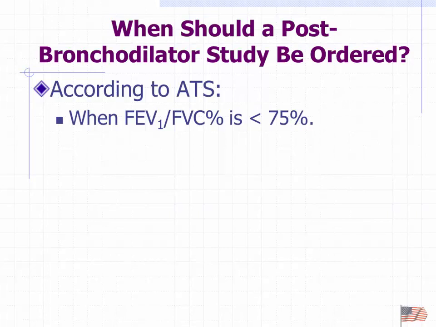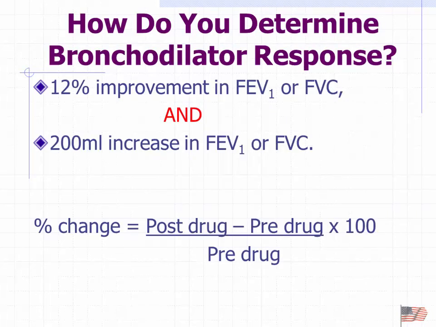If your FEV1/FVC ratio is less than 75%, that's a recommendation to do a post bronchodilator study. So we'll do the measurements before, and then we'll repeat them after a bronchodilator has been administered, and we know that it's a 12% improvement and a 200 milliliter increase in the FEV1 to be able to say so. And again, we go new minus old divided by old. Vaguely remember that?